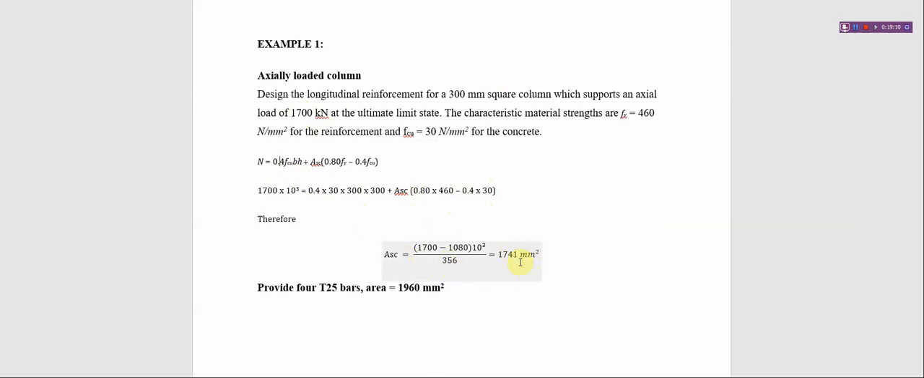Now look, using your table, somebody will ask why I say provide 4 Y25 bars, area of 1960. I've explained to you that when we have this condition, this is the minimum reinforcement that is needed. So we'll go to our steel table and select, based on the area, the number of bars that we will need.